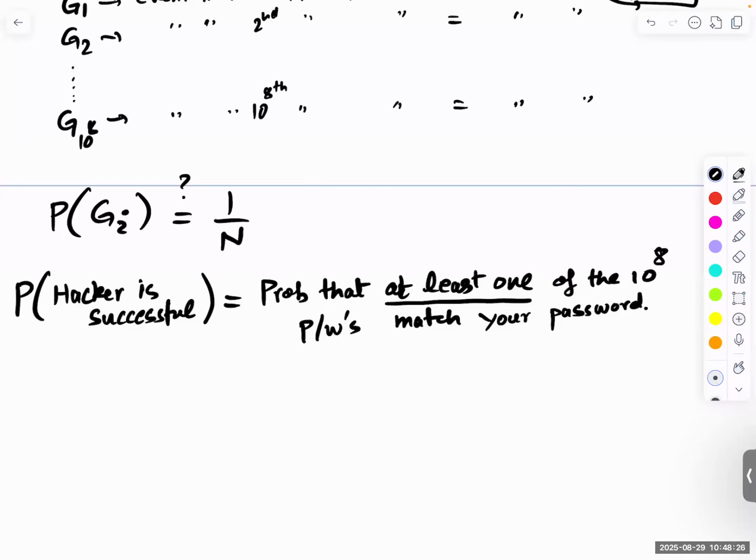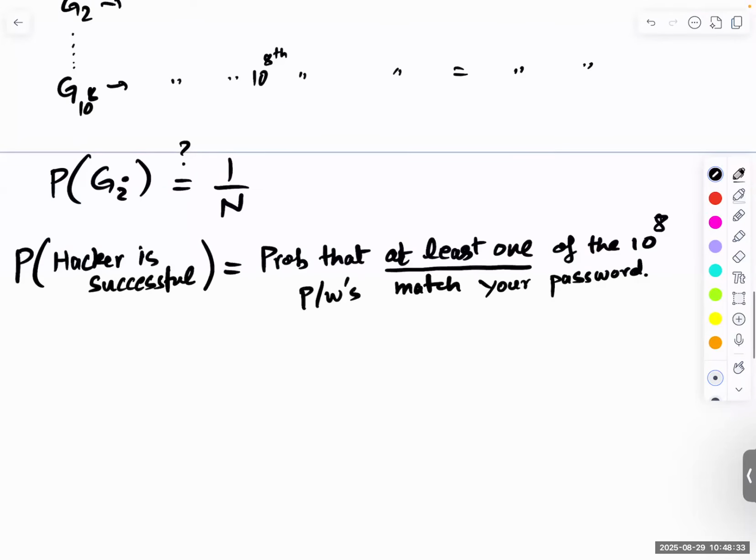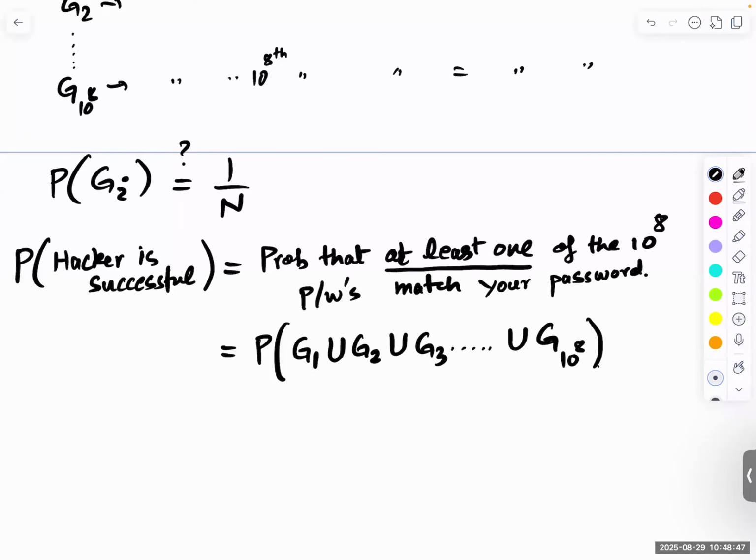So not all of them have to match, but even if just one of them matches, then he can log into your account, right? So formally, what is this event? This event is the probability of G1 occurs union G2 union G3 all the way till union G 10 raised to power 8. Okay, so union of events means that if any one of them happens, this is represented by the union of these events.